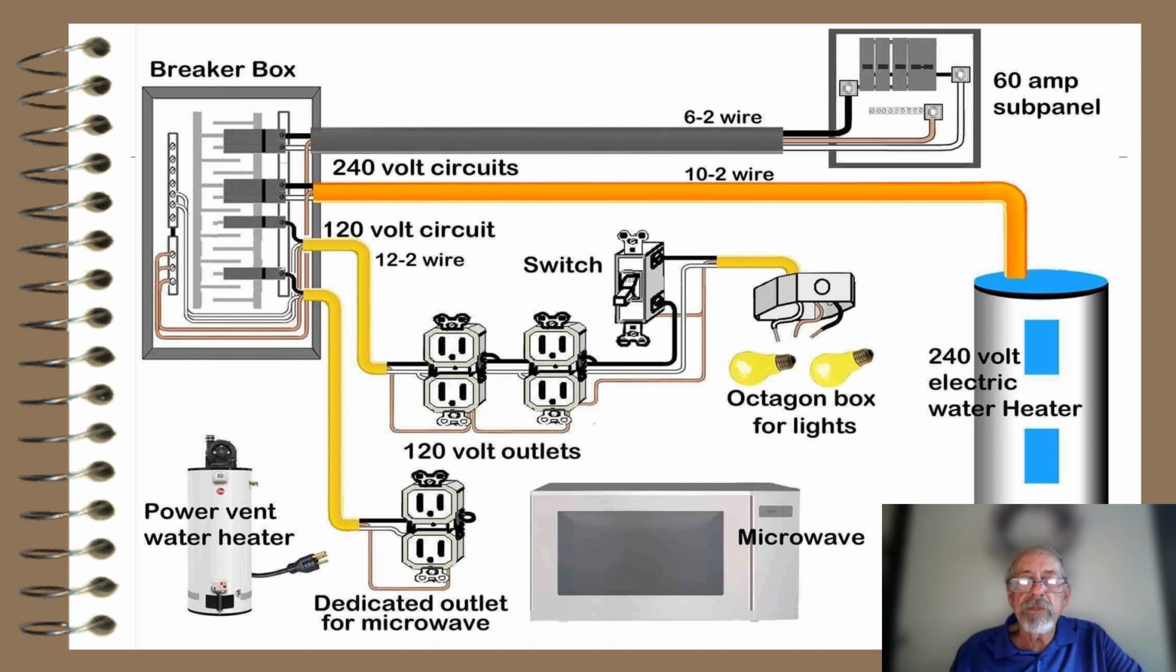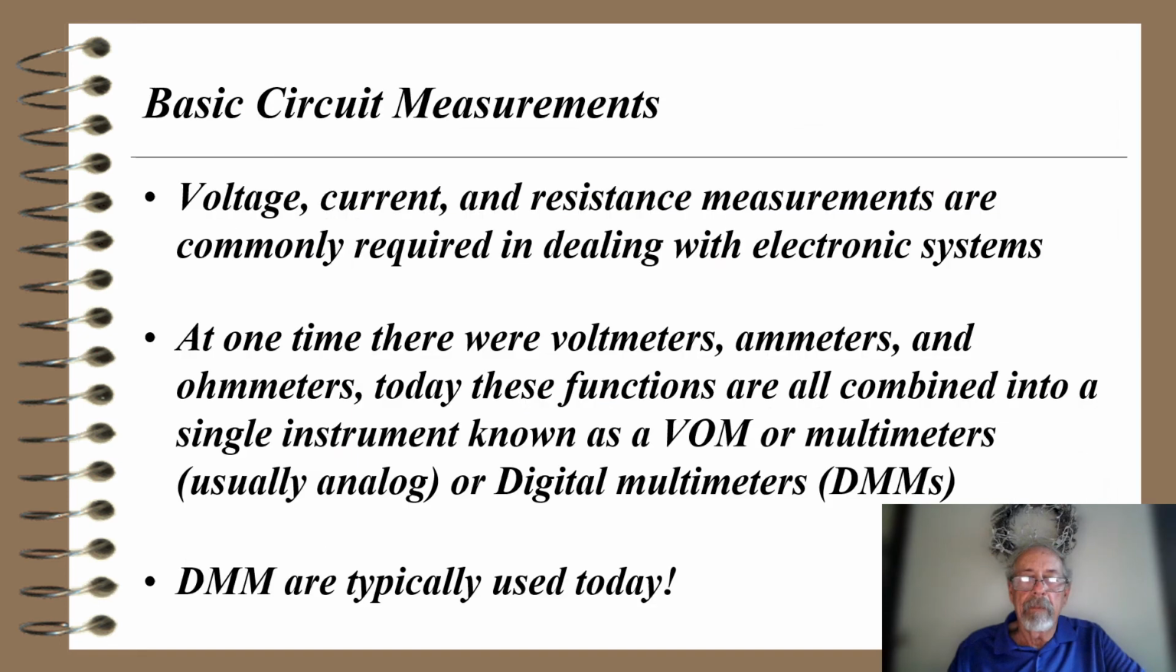They show the outlets, the switch, the boxes for lights, a dedicated outlet for a microwave there. You wouldn't need that anymore. Microwaves usually don't need dedicated circuits. A power vent water heater would plug in and so forth. And it turns out that we set up different circuits with our breaker box for safety concerns and to isolate those circuits if need be.